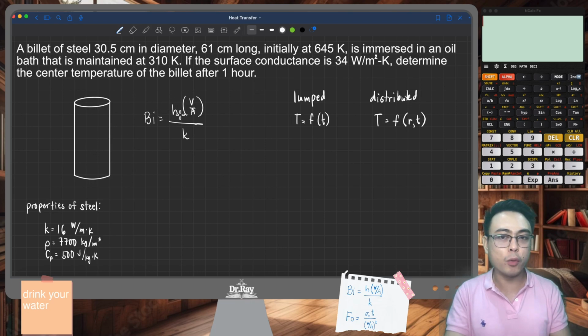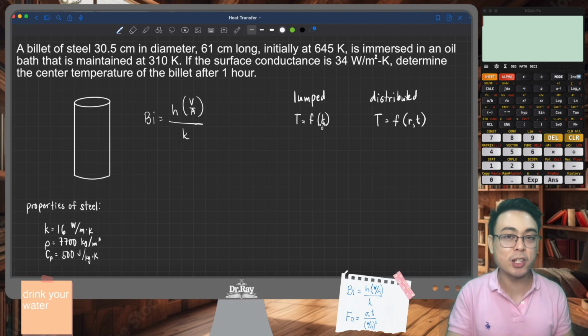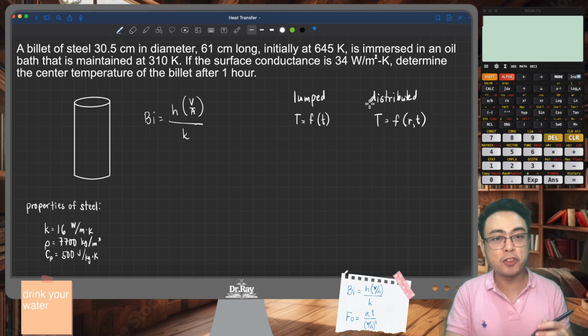Now we are already given the value of the heat transfer coefficient. That's 34 watts per square meter per Kelvin. And I also have here listed for you the properties of a certain alloy of steel with the thermal conductivity of 16 watts per meter per Kelvin. So we can already calculate the Biot number. This is what we're going to use to classify if your system is lumped or distributed. If the Biot number is less than 0.2, we have a lumped system.